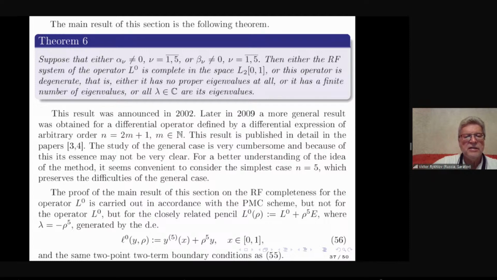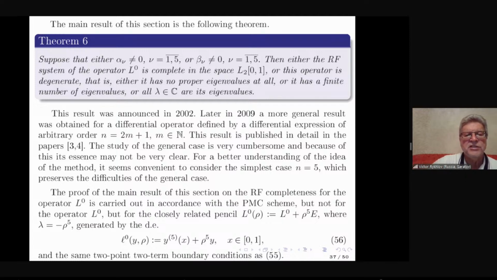These results were announced in 2002. Later, in 2009, a more general result was obtained for a differential operator defined by a differential expression of arbitrary order n equals 2m plus 1, where m is a natural number from the set N. This result is published in detail in paper 3-4.